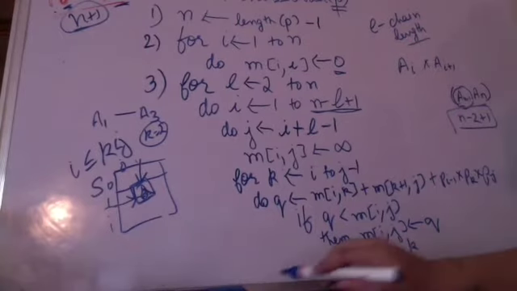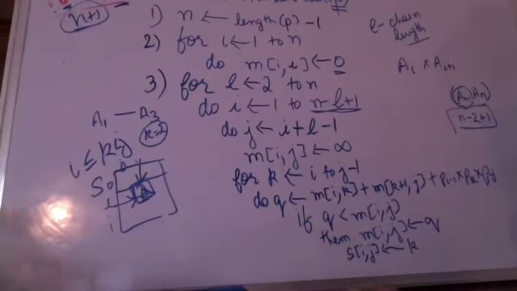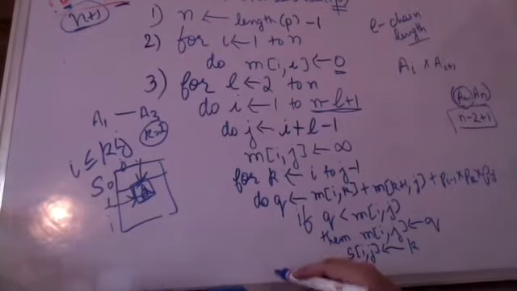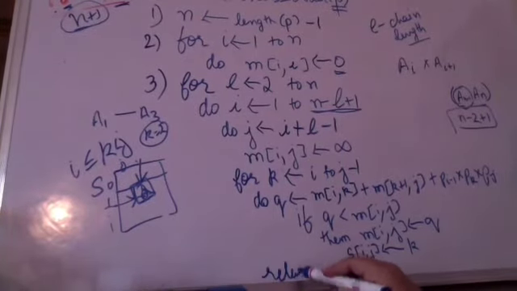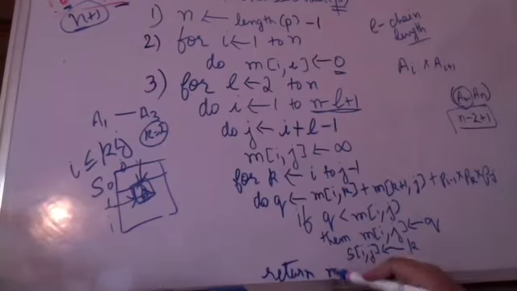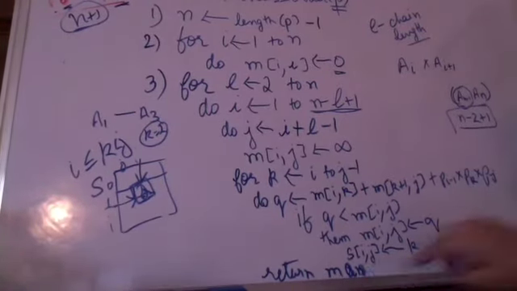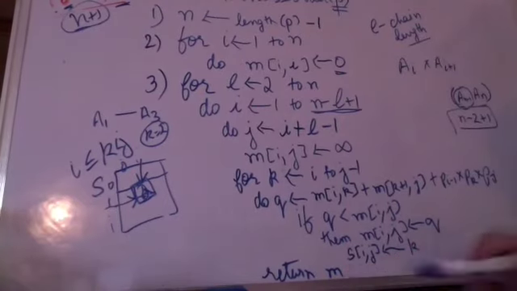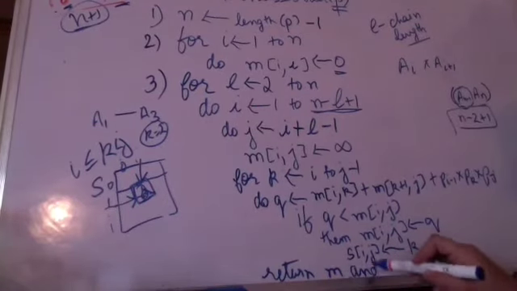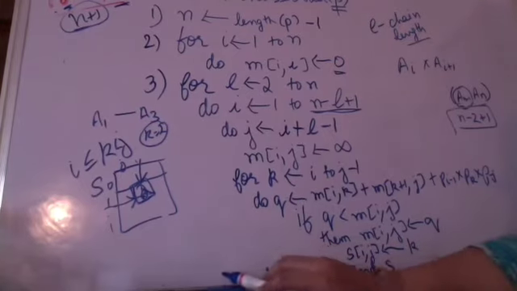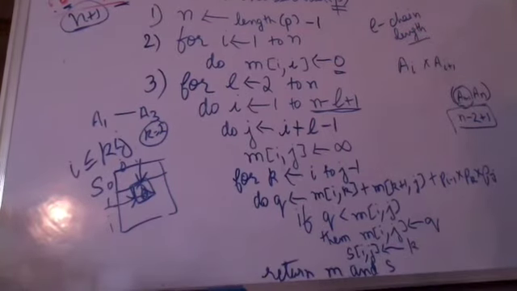And I return finally, what am I returning? The two arrays m and s. M has the minimum number of scalar multiplications and s has the values of k. So I am returning finally m and s. Sorry, m and s. If I wrote it otherwise, the meaning would be different. This is my final step of the algorithm.